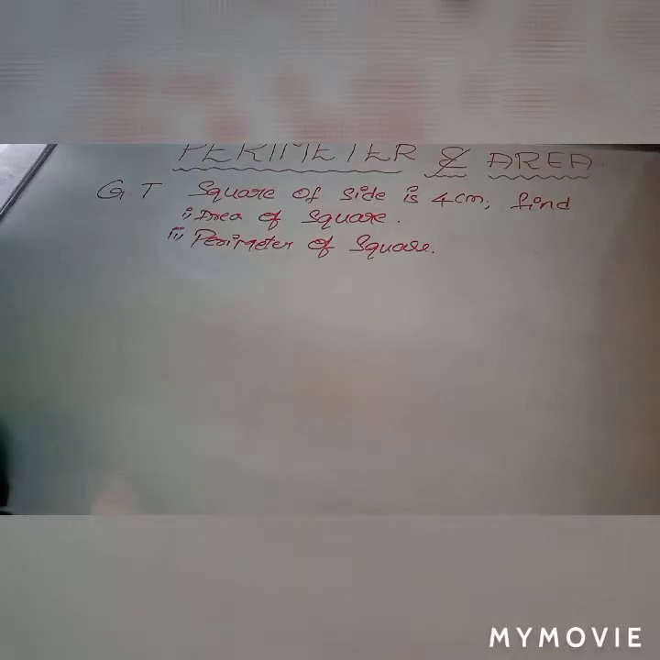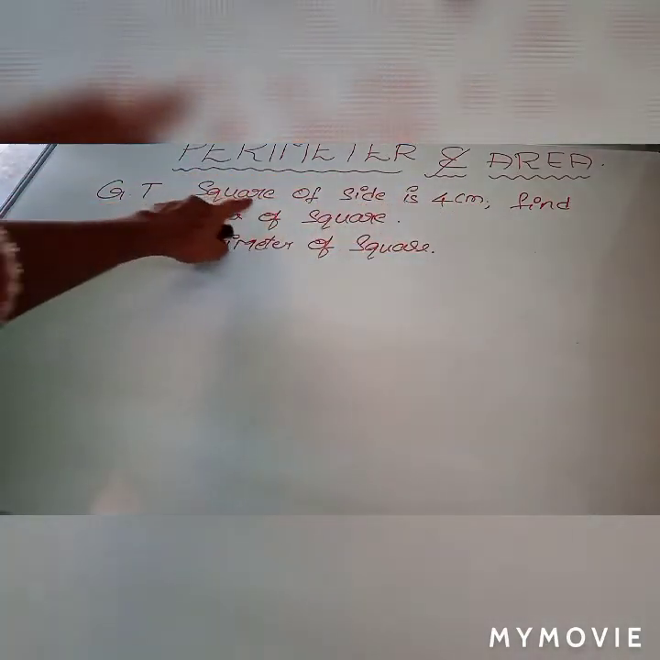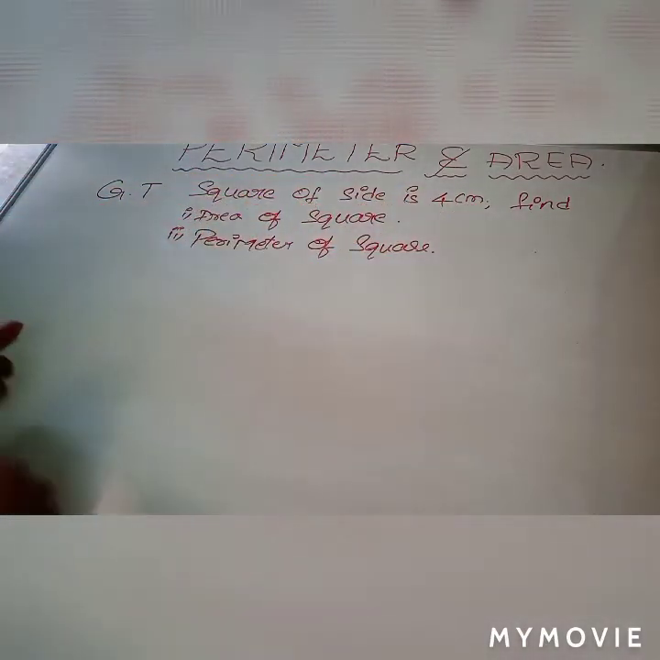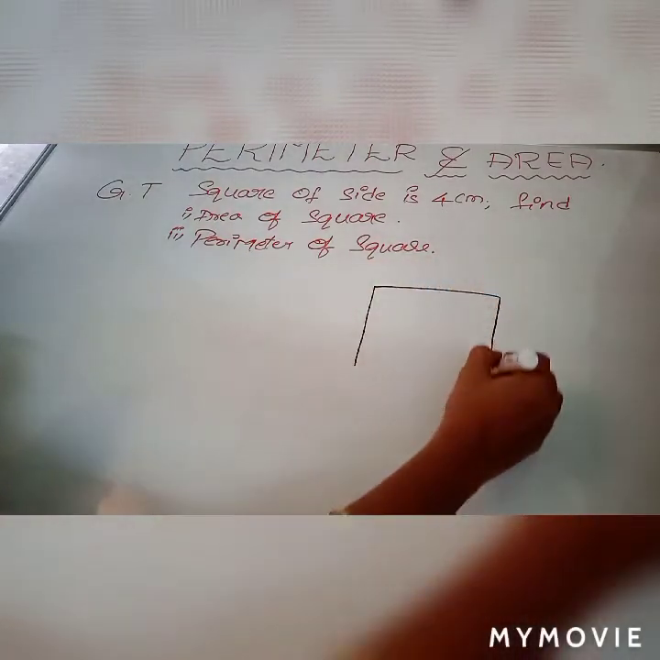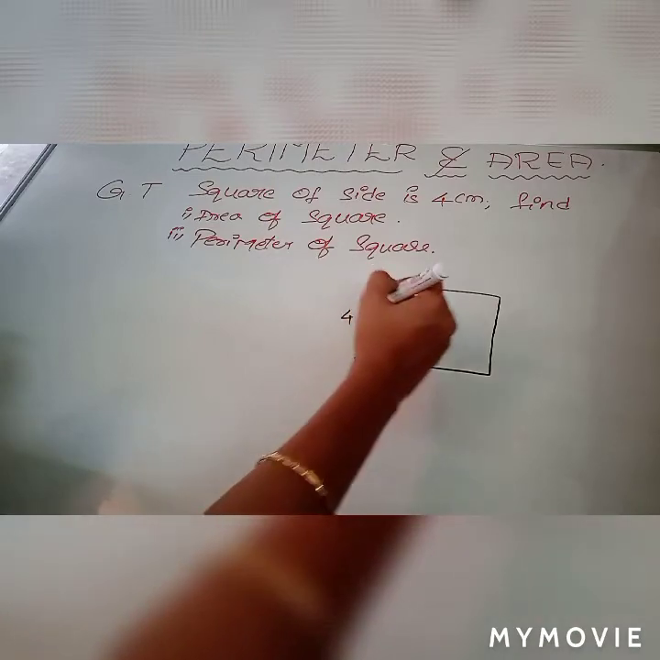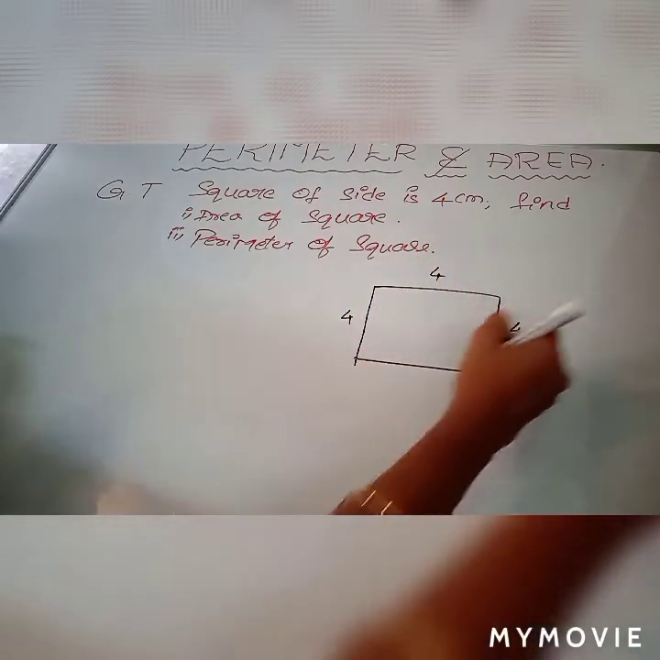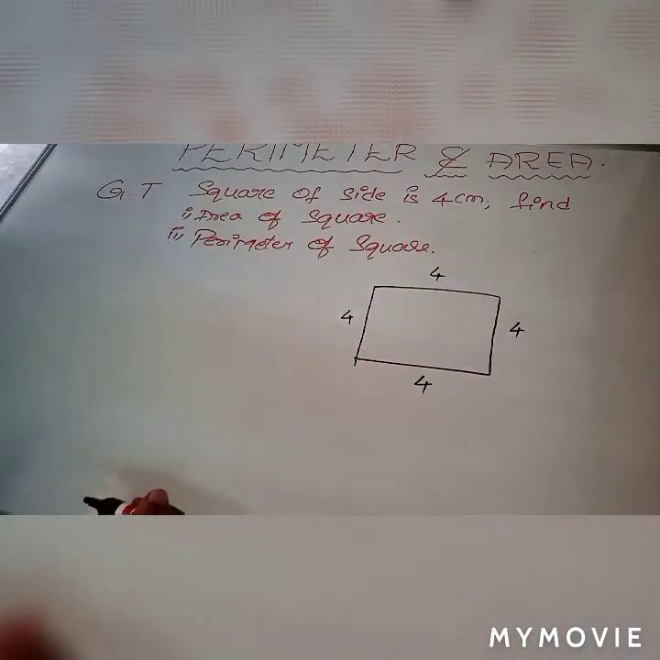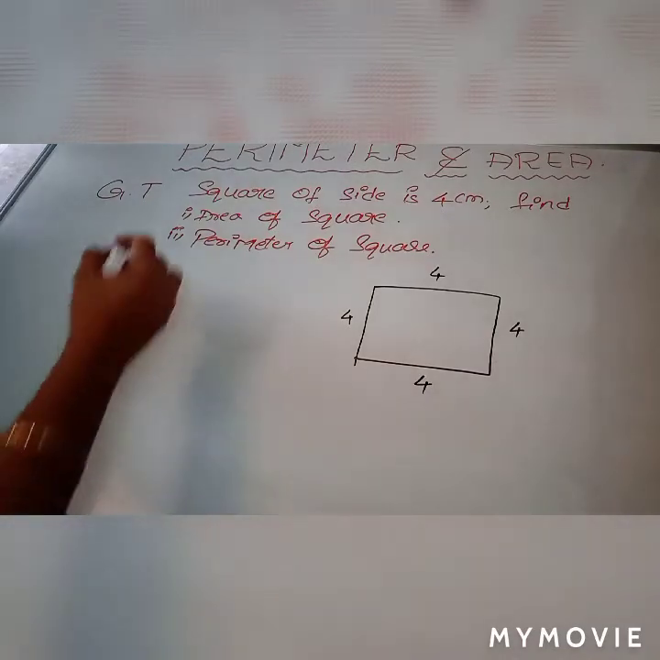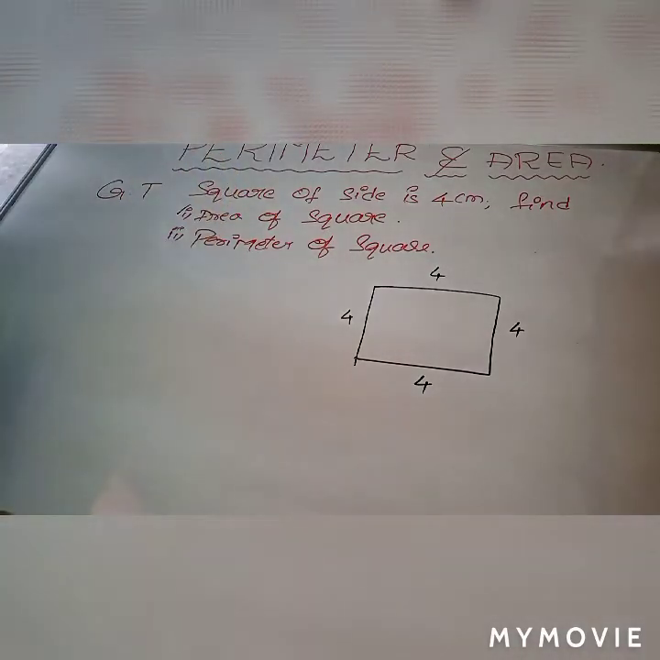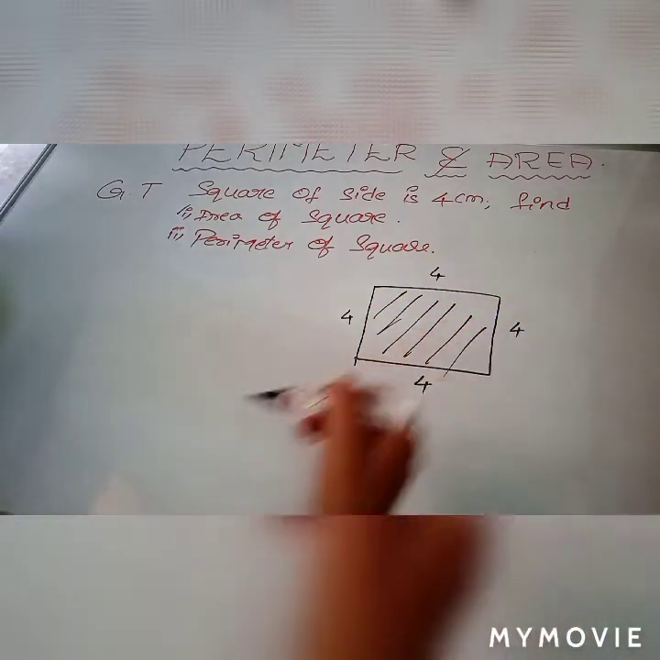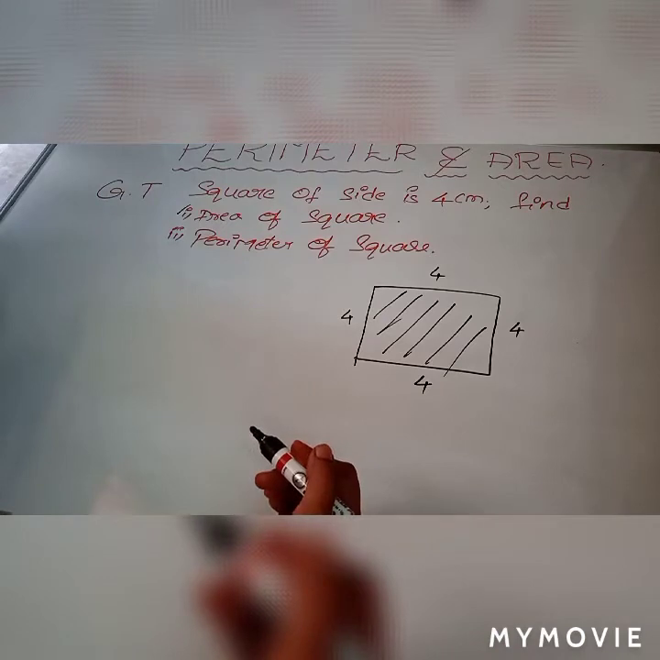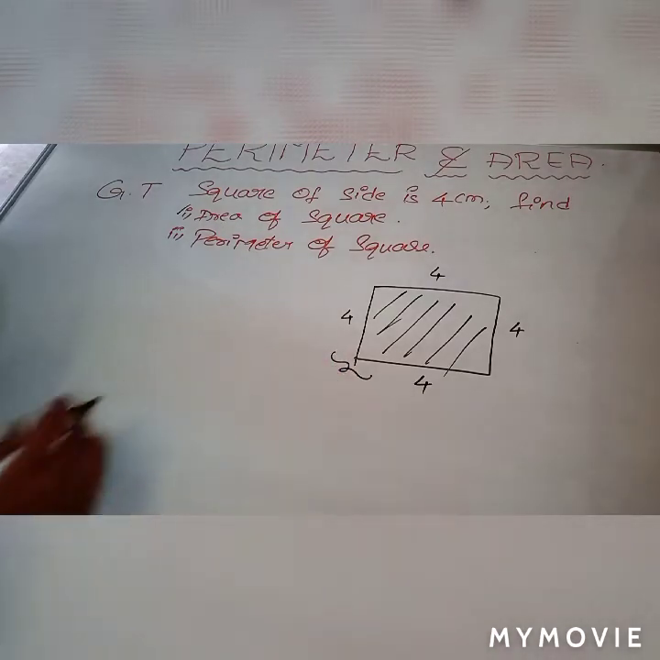Okay, the simple question. Given that the side of a square is 4 centimeters, find the area of the square and the perimeter of the square. See, in the square all sides are equal. So we need to find the area of a square. What's the formula for area of a square? Area means inside region. We will multiply two sides.